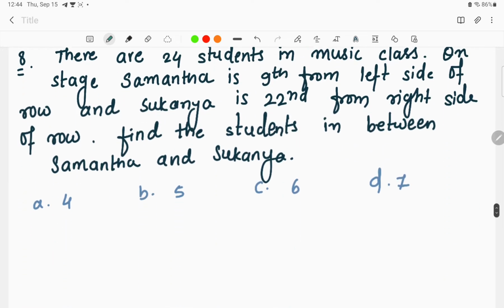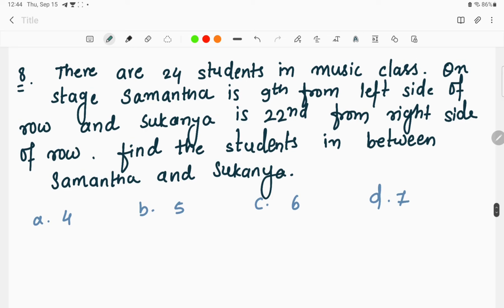Okay, this is one type of category of question that can be asked. Now moving on to the next question. There are 24 students in one music class. On stage, Samantha is placed at the 9th from the left side of the row and Sukanya is at the 22nd from the right side of the row. We have to find the students in between Samantha and Sukanya.